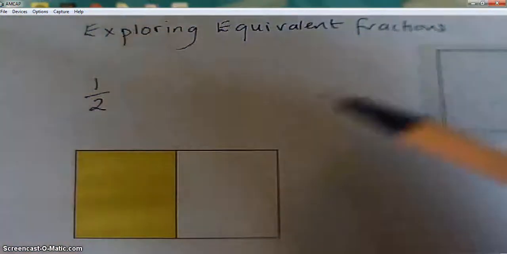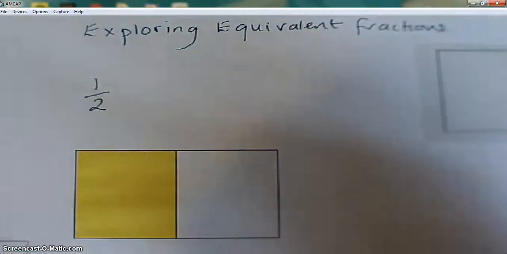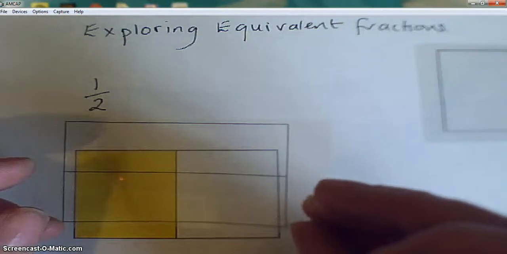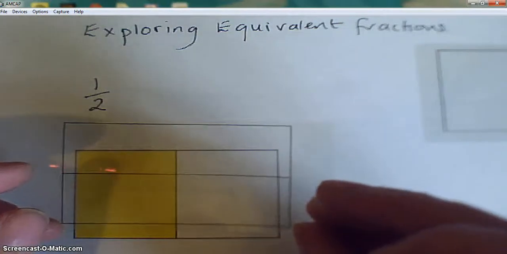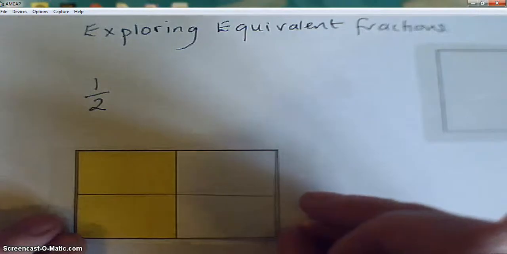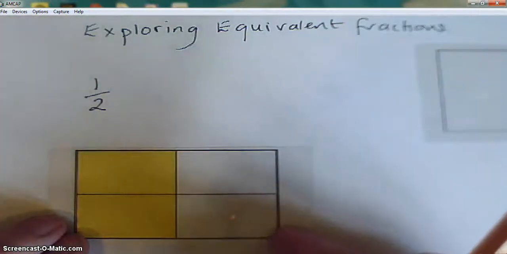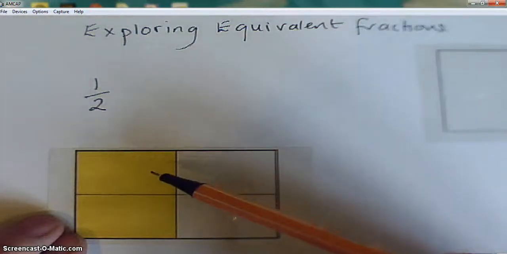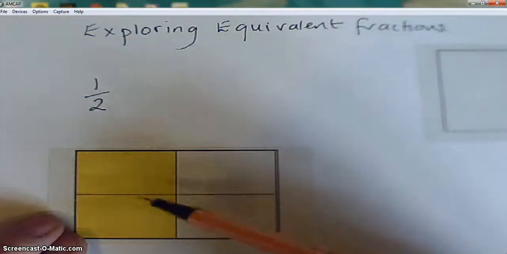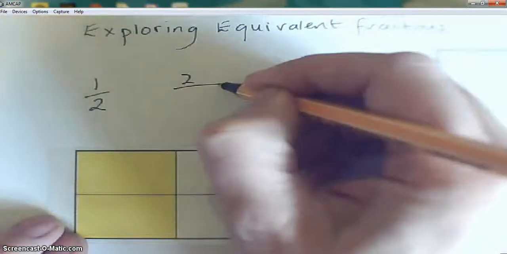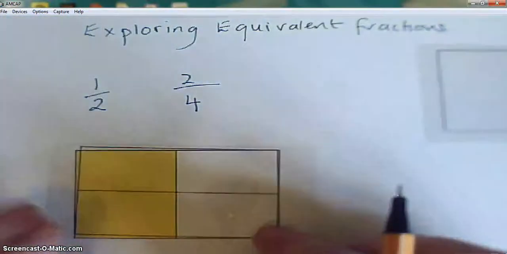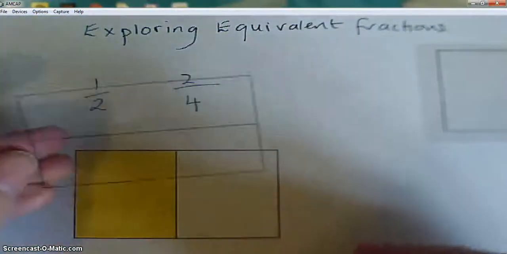Now we want to make an equivalent fraction to this, so we can use our times tables and multiply this fraction by 2. Now here, still, the half hasn't changed, but we can see it's been divided into more pieces. We've got 1, 2 out of the 1, 2, 3, 4 pieces that have been coloured in. That's using the 2 slide.